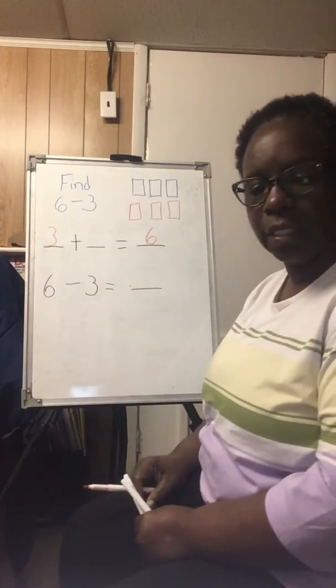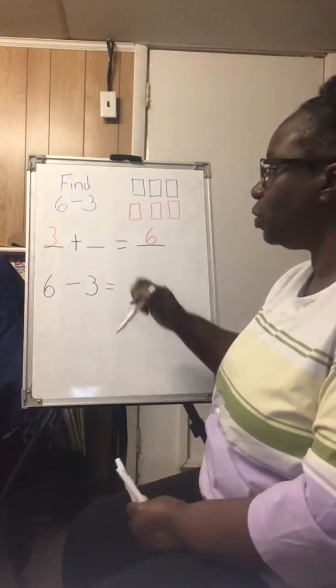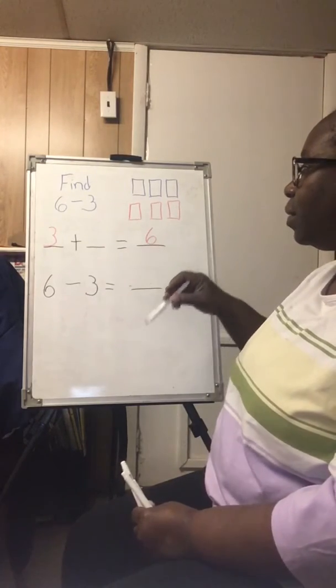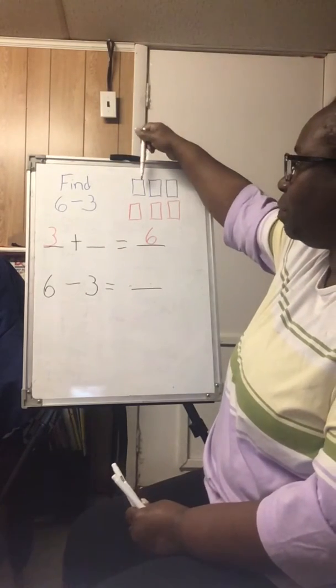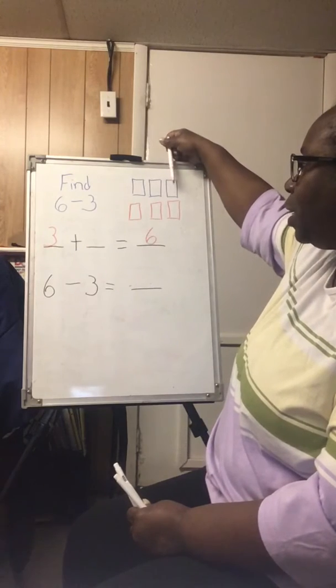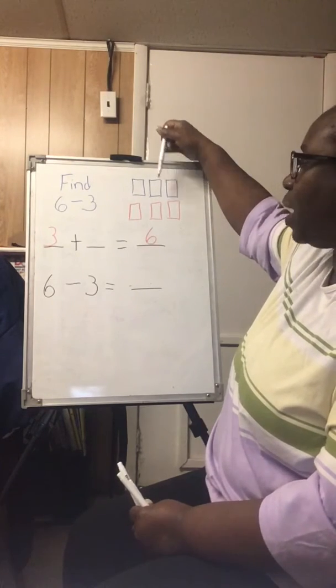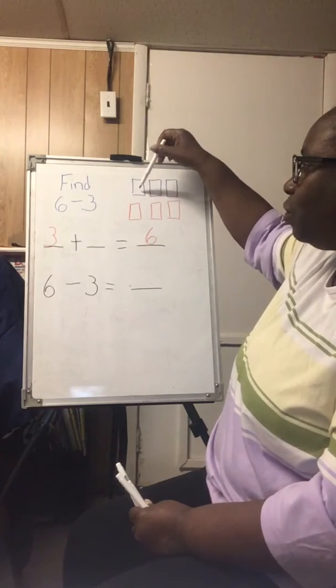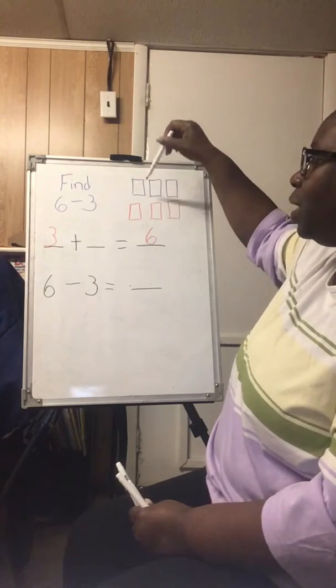So guess what we just did? We just set up just like it did the first one. So 3 plus what equals 6? If I have 3 blocks in blue, 1, 2, 3. So how many red blocks do I have? 1, 2, 3. So 3 plus 3 give us 6.